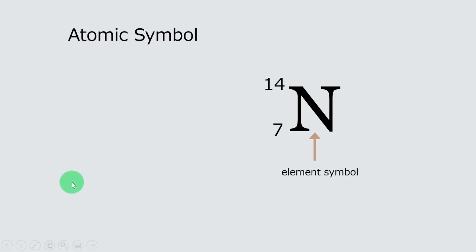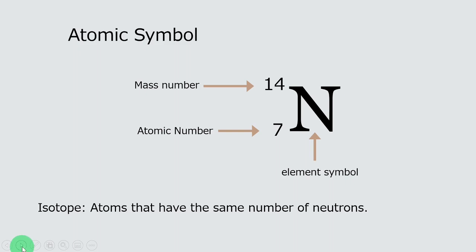And here's an example of an atomic symbol for the atom we've been looking at. So we have the element symbol here, nitrogen, N, and down here we'll have the atomic number. Now, many times books or other places will not show the atomic number, and that's because you can look on the periodic table and find the atomic number. The mass number is shown up here, and in our case, this is nitrogen 14, and so it has a mass number of 14.